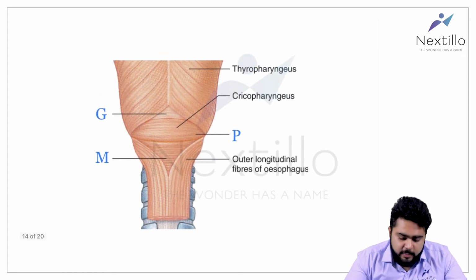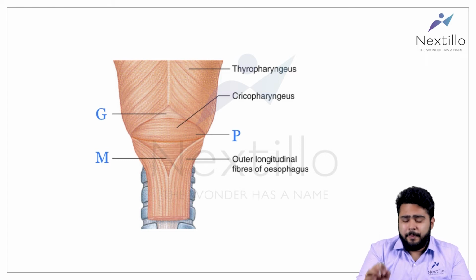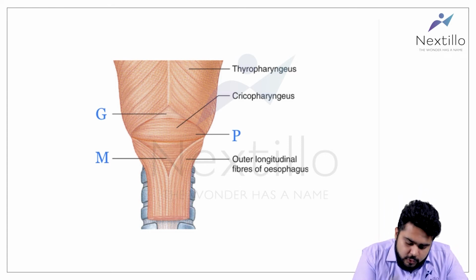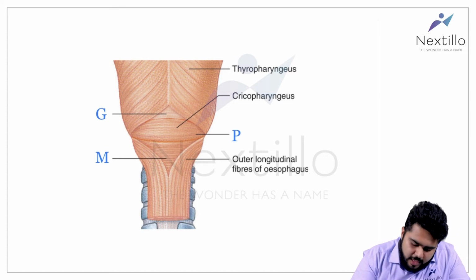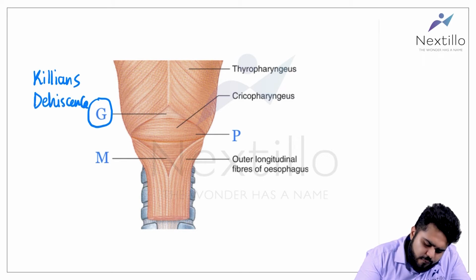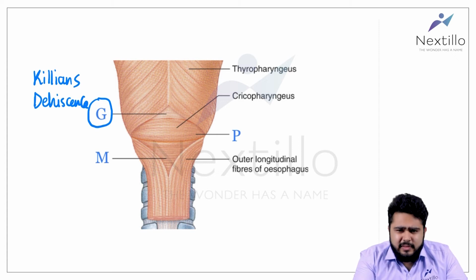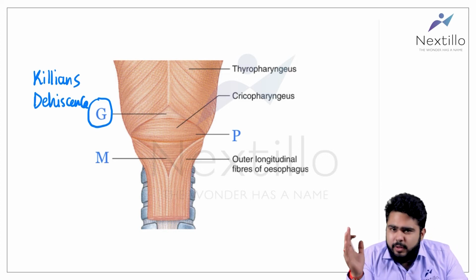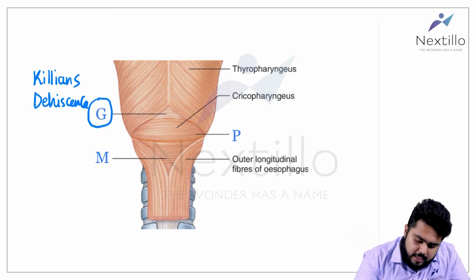This is one of my favorite images because this comes in the exam, and this is sort of a game changer. Most of the students know only one thing. I think everybody will be able to answer this. What is G? This is Killian's dehiscence, right? Everybody knows this. And from here, a mucosal pouch can come out, that is called Zenker's diverticulum. Everybody knows that.